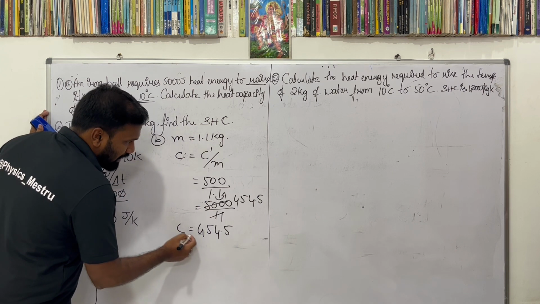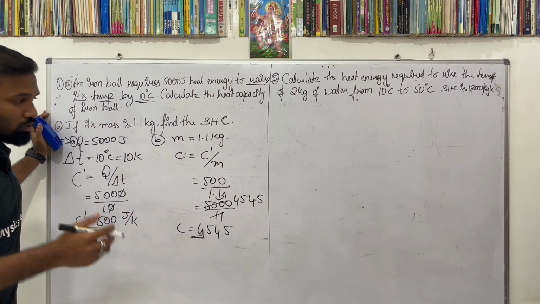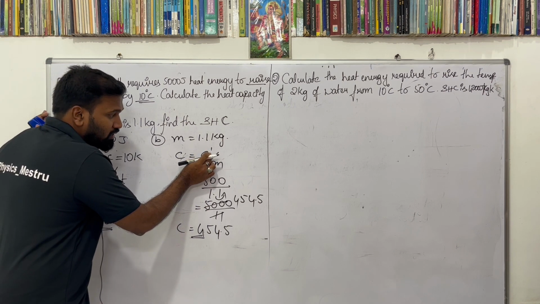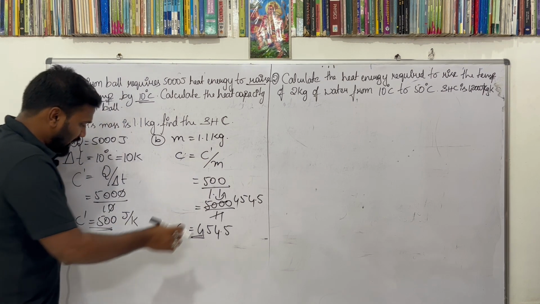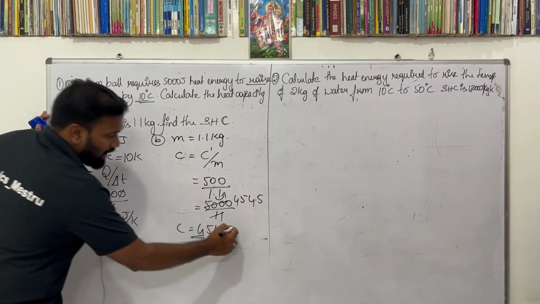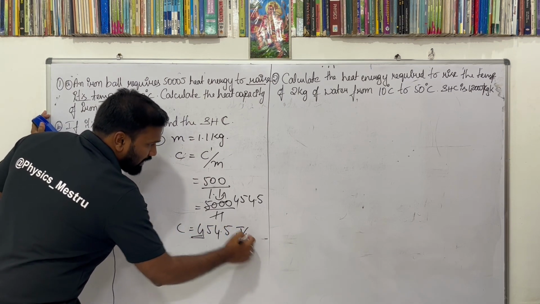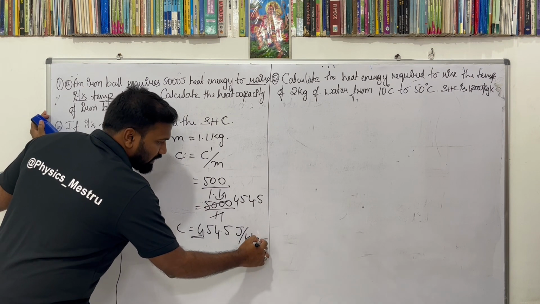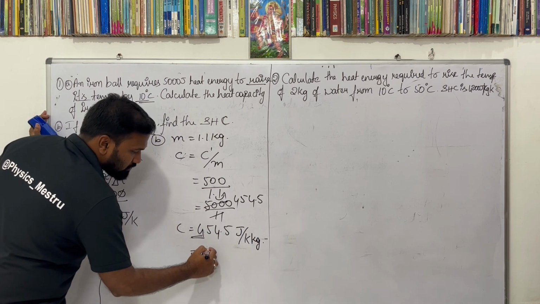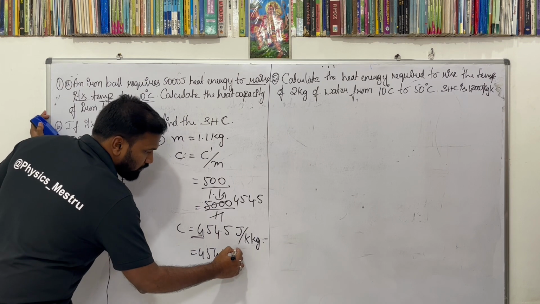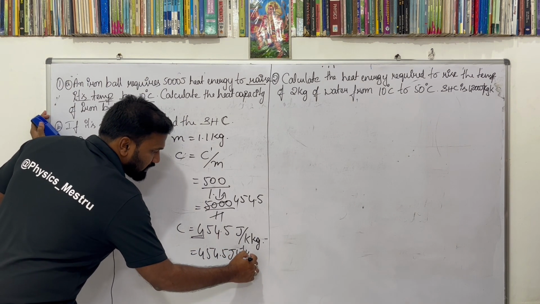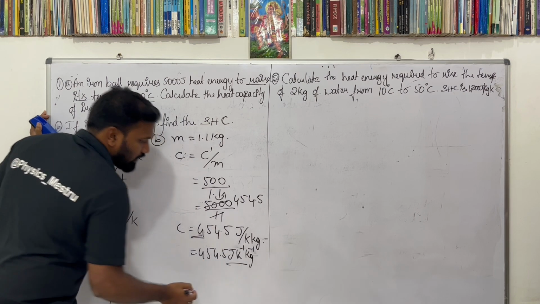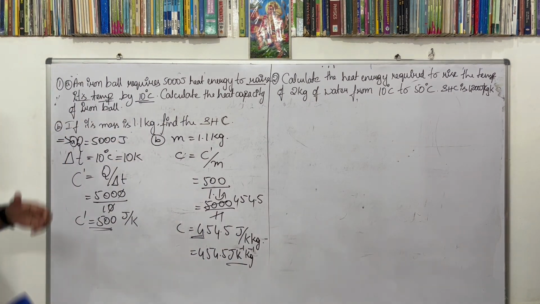454.5. We are calculating what? Specific heat capacity. Now the unit of specific heat capacity. Just look here. The unit of heat capacity is joules per Kelvin. And in the denominator, what is there? Mass is there. So joules per Kelvin kg, or you can write it as 454.5 joules per kg Kelvin. Both the things are correct. So this is the answer for the first question.